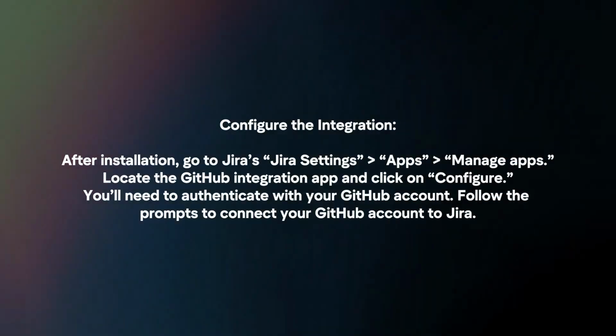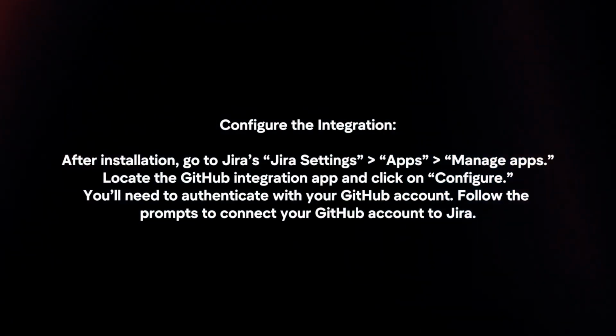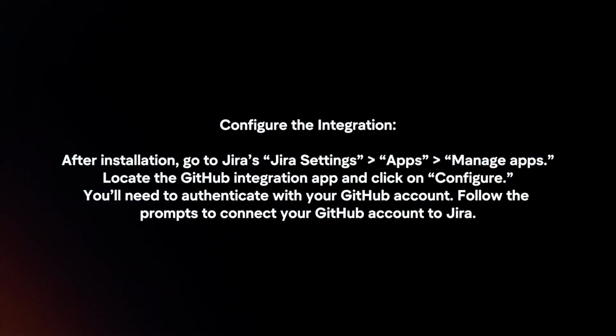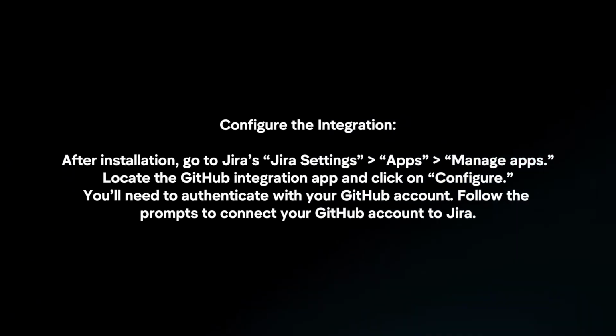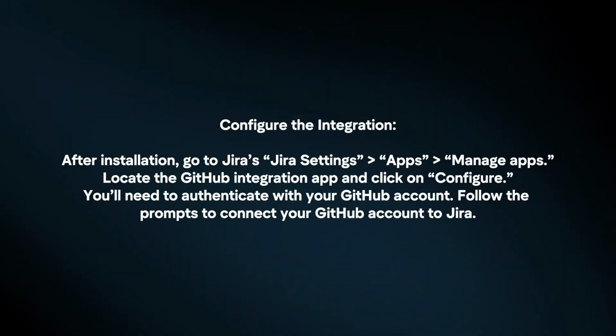Configure the integration. After installation, go to Jira Settings, Apps, Manage Apps. Locate the GitHub integration app and click on Configure. You will need to authenticate with your GitHub account. Follow the prompts to connect your GitHub account to Jira.